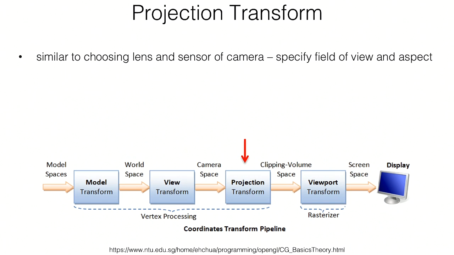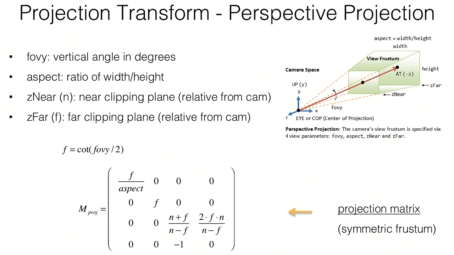So the projection transform, which is the next one, is similar to choosing the lens and the sensor of the camera that you're trying to mimic here. And specifically, you can specify the field of view and the aspect ratio. So in the simplest form, you can create a symmetric perspective projection where the field of view along the horizontal and vertical directions can be different, but it's symmetric around the center of projection. And you can define it using this matrix here. I'm not expecting anyone to remember this, but this is one way of defining a projection matrix.